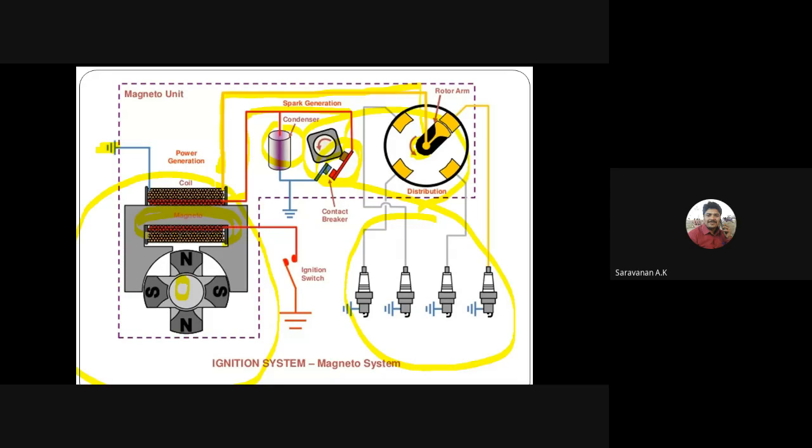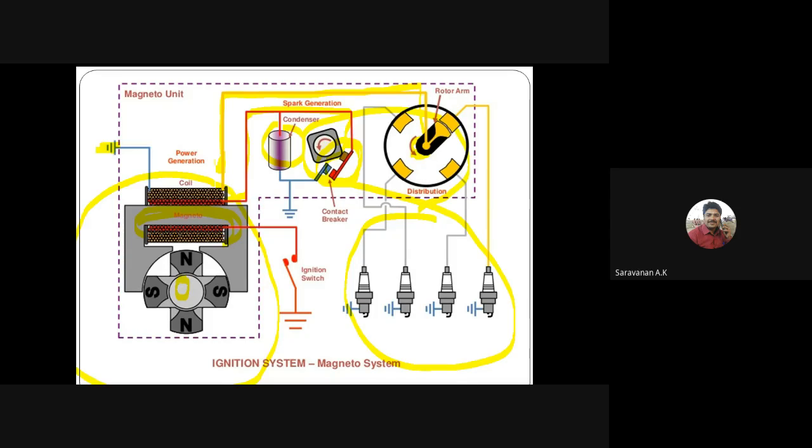So here we are not using the battery, right? Why did we give a battery there? Because the initial turning is obtained from there, so we gave a battery. Here, the turning will be manual, right?